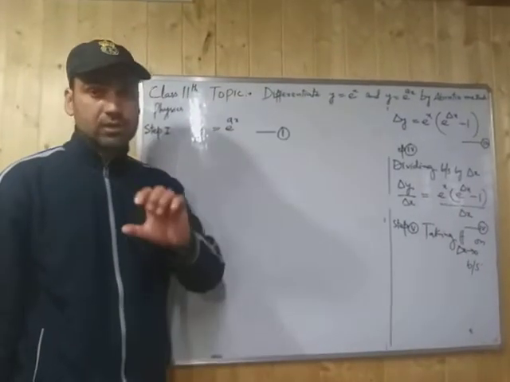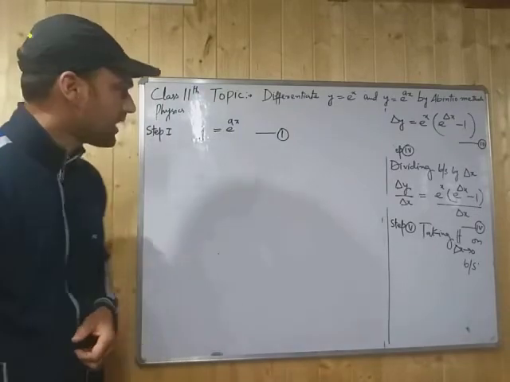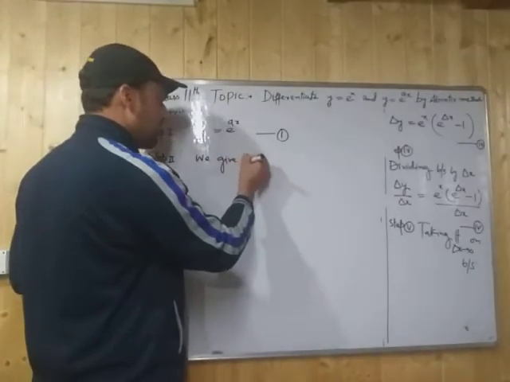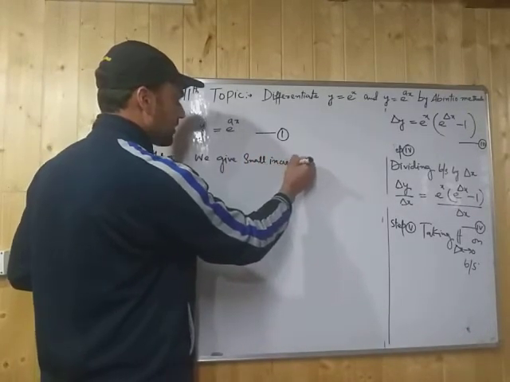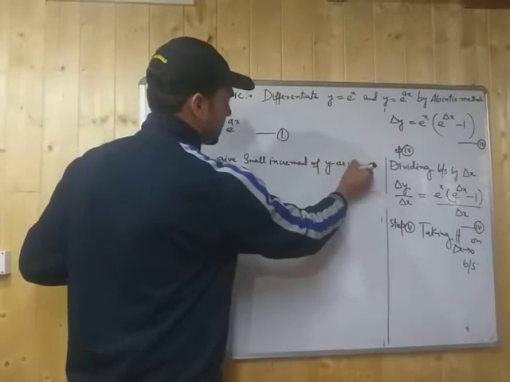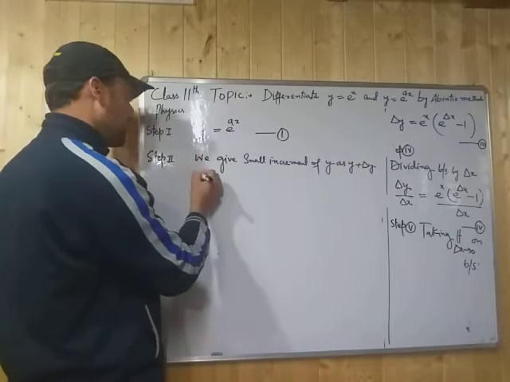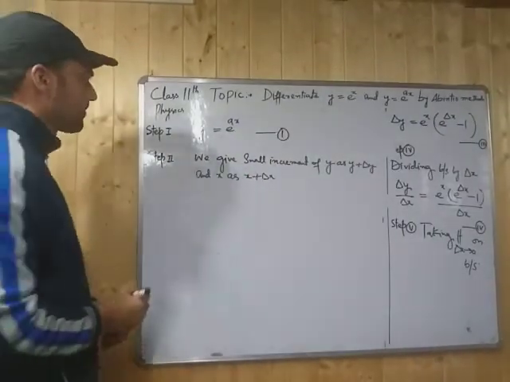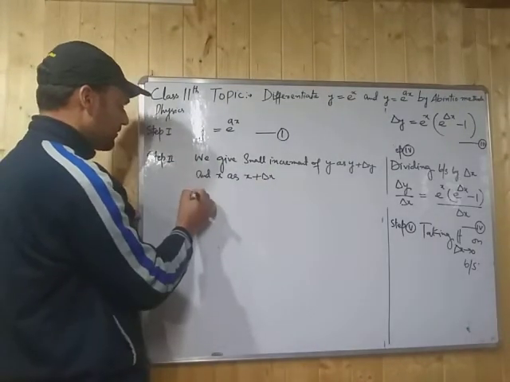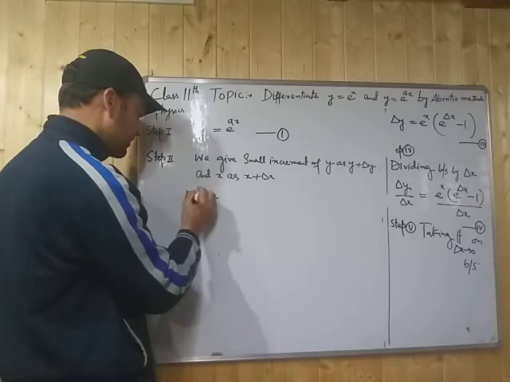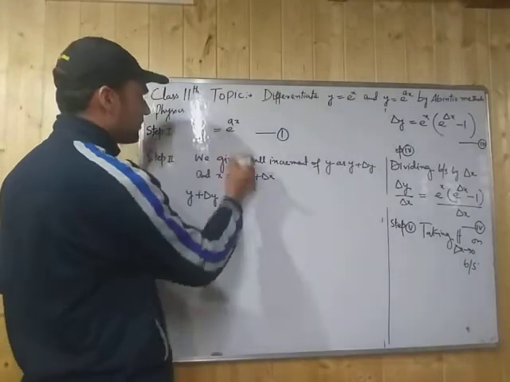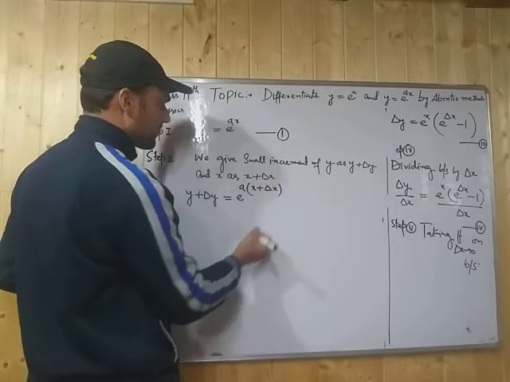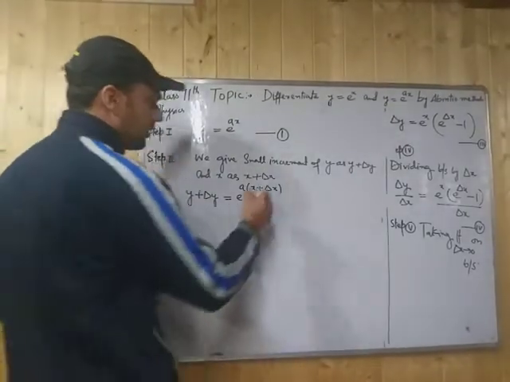Now the second step is we give the small increment of y as y plus del of y and x as x plus del of x. तो यही हम यहाँ पर भी अप्लाई करेंगे. तो we'll write here second step में, so this y will be y plus del of y, equal to e raised to power a into (x plus del of x). So this will be equation second.